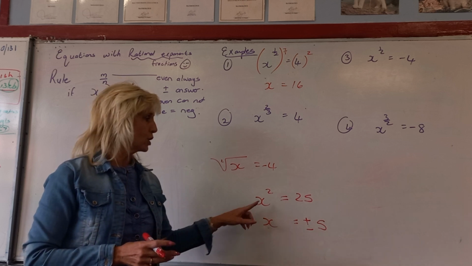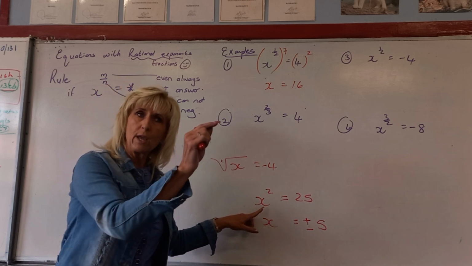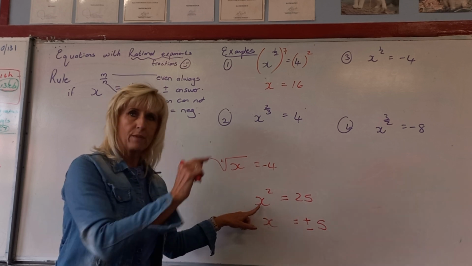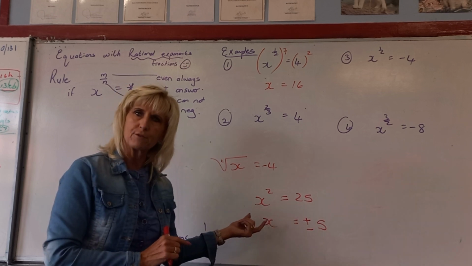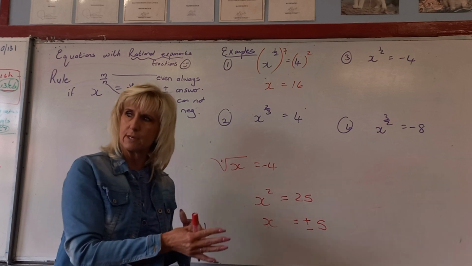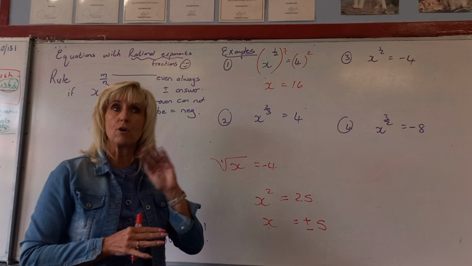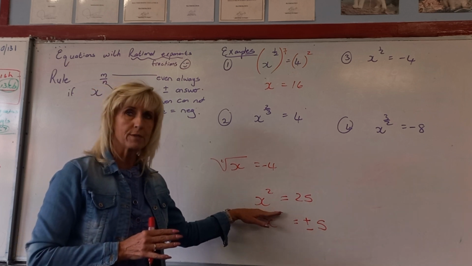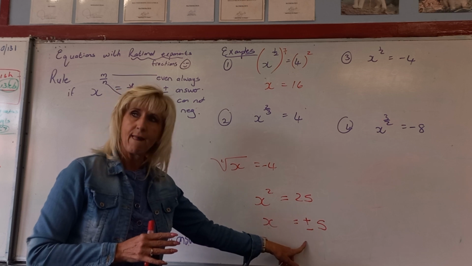Every time when I ask you which number squared will give you 25, it's either 5 squared that gives you 25, but what about negative 5 squared? Because negative 5 times negative 5, if you square it, it's still positive. So this is a rule that you've been taught a long time ago. I see you've forgotten a little bit about it. So if you square root both sides, you've got to write plus and minus.